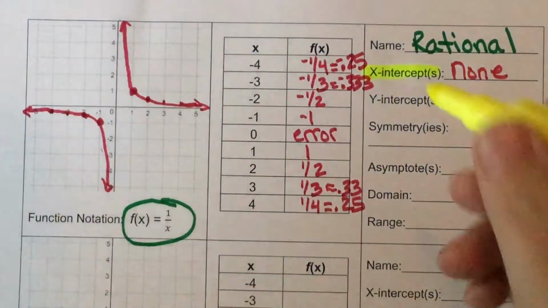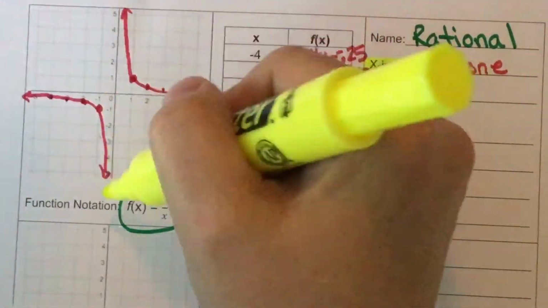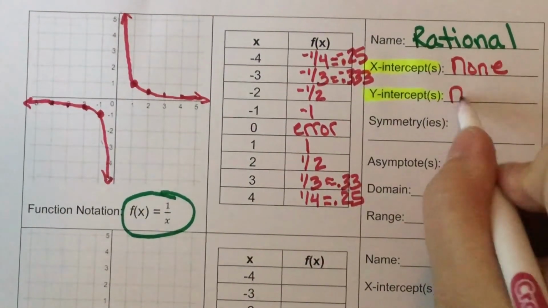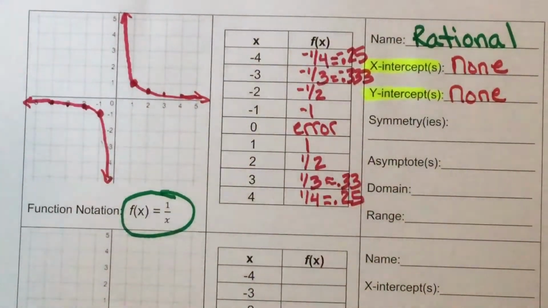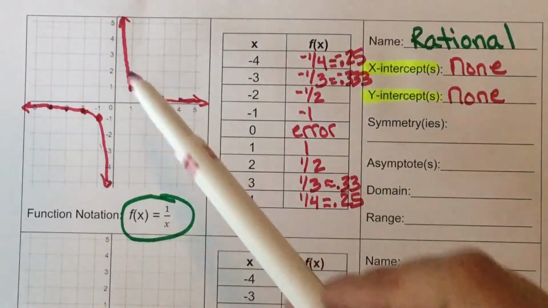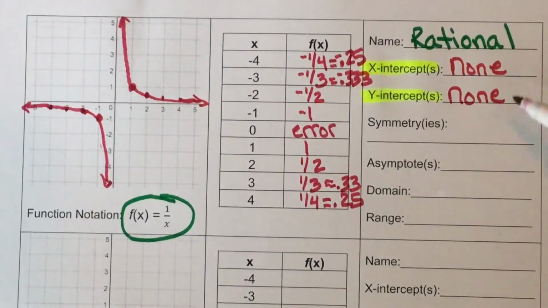Okay, y-intercept. This graph is never, ever, ever going to touch the y-axis either. So there is no y-intercept. So that's something new. We haven't seen that yet. This graph is special. It never touches the y-axis. It never touches the x-axis, which means there is not an x-intercept or a y-intercept.